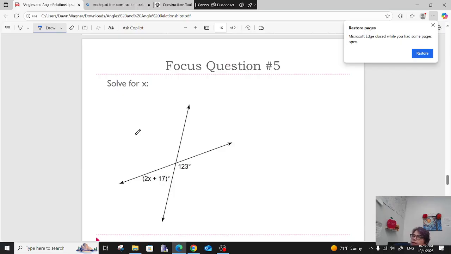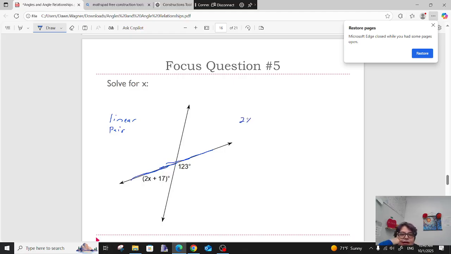Now, are these going to be equal? Everybody say no. No, because I can just look at it. This is an obtuse angle. This is an acute angle. There's no way those two are equal. But what relationship do they have because they make this straight line? They have to equal 180 when added together. This is a linear pair because they make this straight line right here, right?